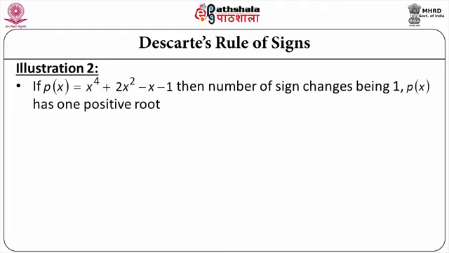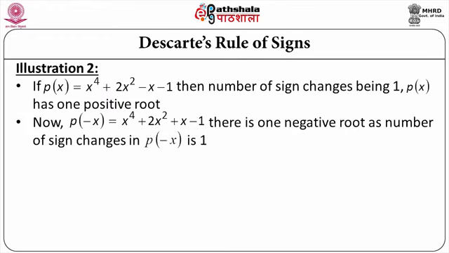So, here a0 is minus 1, a1 is minus 1, a2 is 2, a3 is 0 and a4 is 1. And so, from negative to positive there has been only one movement, there is only one change in sign. So, we can say that this p(x) has exactly one positive root.